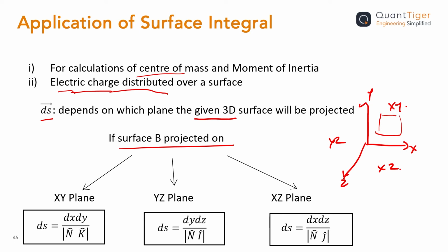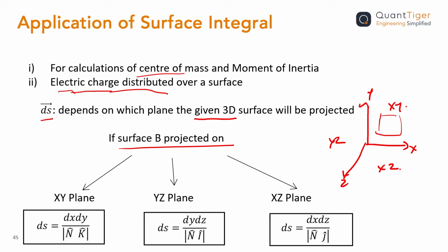For example, if the given surface is projected on the xy plane, meaning its shadow is taken on the xy plane, then we take ds as dx dy upon n cap dot k cap. The axis perpendicular to the xy plane is the z axis, and the unit vector along z is k cap. So we take n cap dot k cap here, because that is perpendicular to the xy plane.